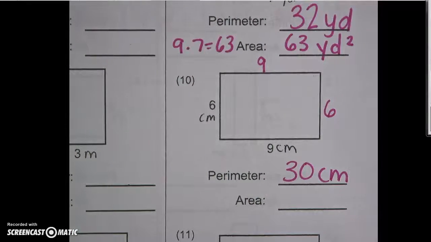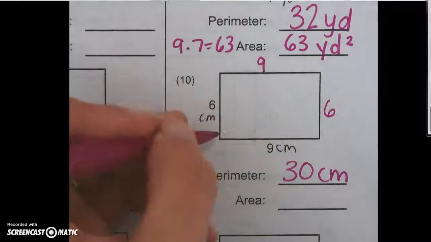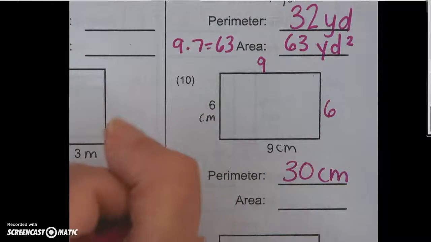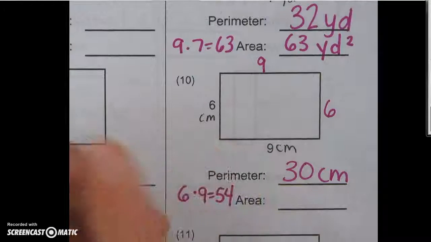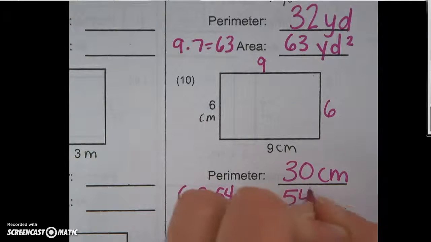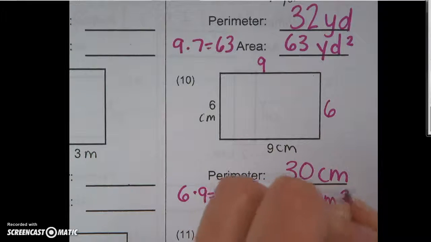And then to find my area, I'm going to multiply my length times my width. My length is 6. My width is 9, so I'm going to do 6 times 9, which gives me 54. So my answer is 54 square centimeters.